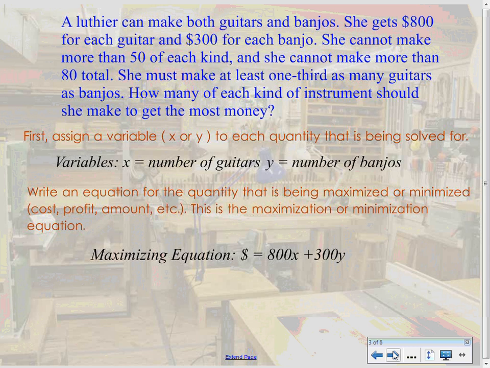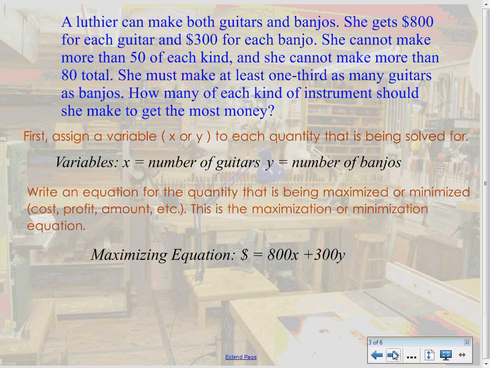And the question is, she wants to make the most money. How many of each kind of instrument should she make? Should she make all guitars, no banjos? Should she make some sort of combination in there? Might be more likely, you don't know. So let's get to it.